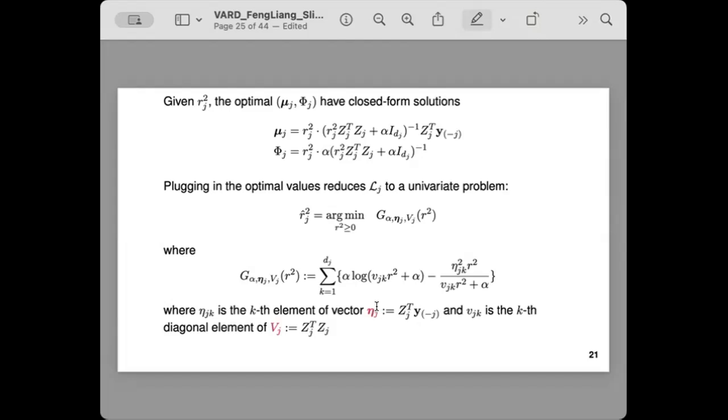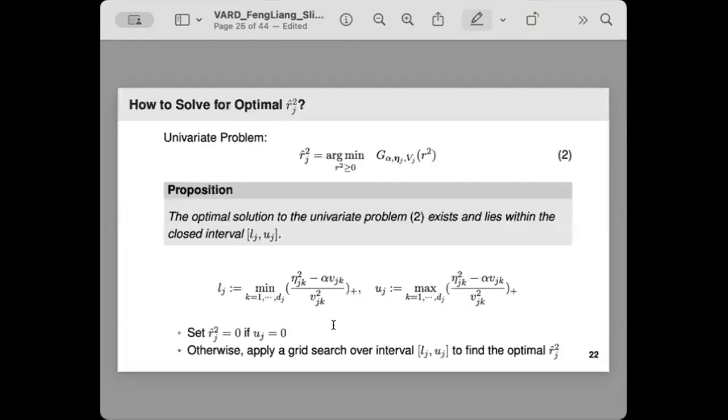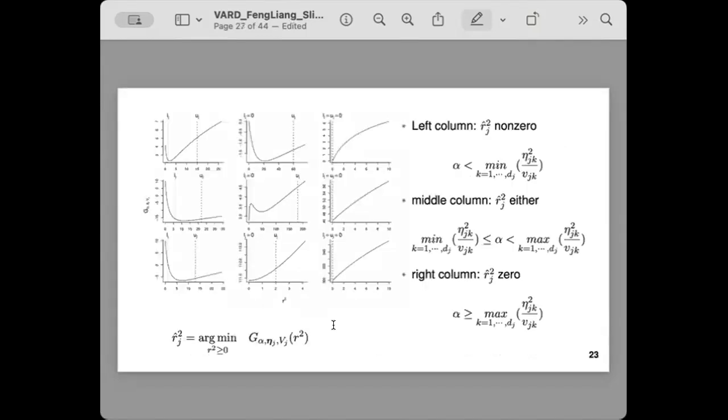Here I just want the symbols highlighted in red to indicate how to compute this function g and how it is related to the data. The function g does not have a nice form, so the minimizer does not have a closed form expression. However, we can show that the minimizer must lie within a closed interval, with lower bound denoted by L and upper bound denoted by U. Here we give some expressions of how we compute L and U. Let's go to the next page where we can have a visual.